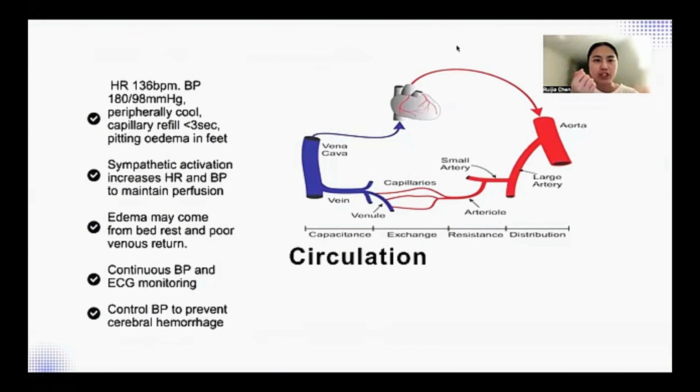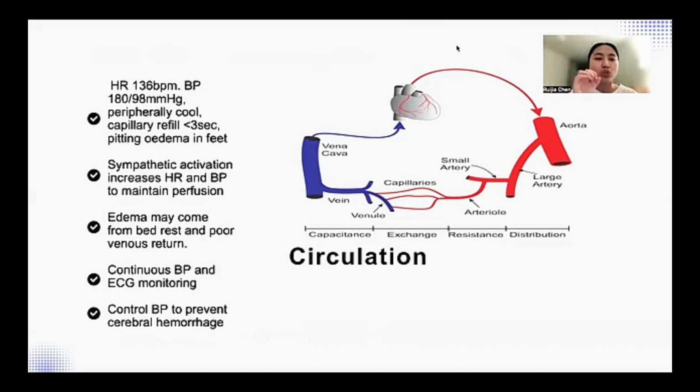From the circulation assessment, the patient currently has tachycardia, cold extremities, high blood pressure, capillary refill time of less than 3 seconds, and pitting edema. Activation of the sympathetic nervous system increases heart rate and blood pressure, helping to maintain cerebral perfusion. However, sustained hypertension may increase intracranial pressure and increase the risk of cerebral hemorrhage. In this case, careful blood pressure control is essential to reduce the risk of cerebral hemorrhage.